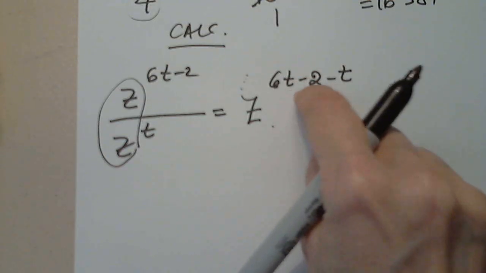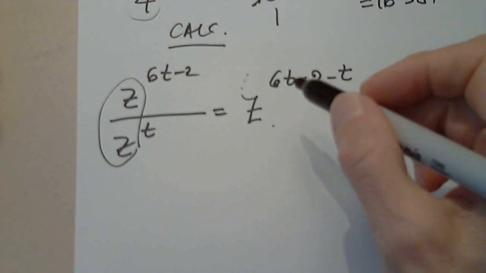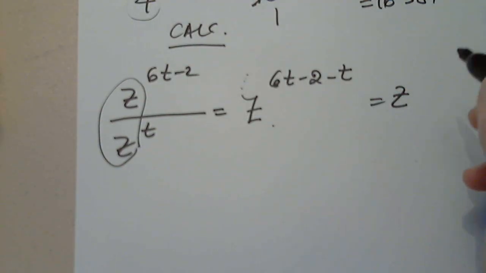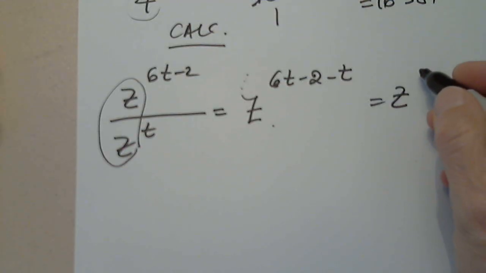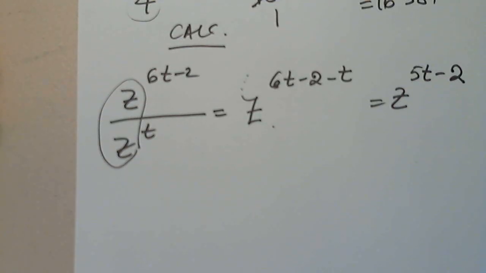And I know how to combine like terms. So this is z raised to which power? 6t minus t is, 6 apples minus 1 apple is 5 apples, minus 2. Is that okay? Is that okay, everybody?